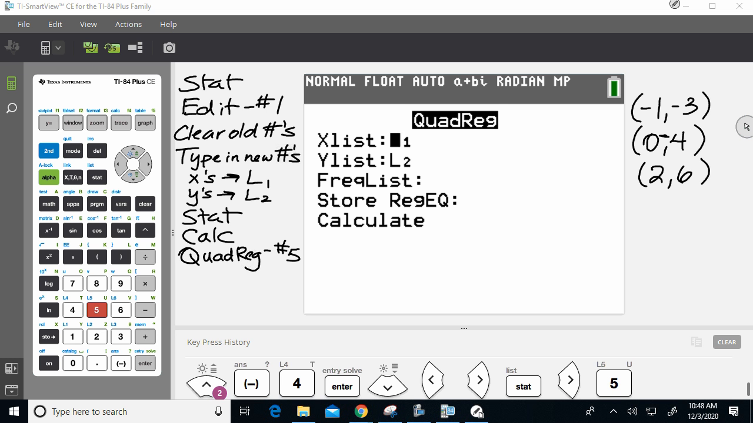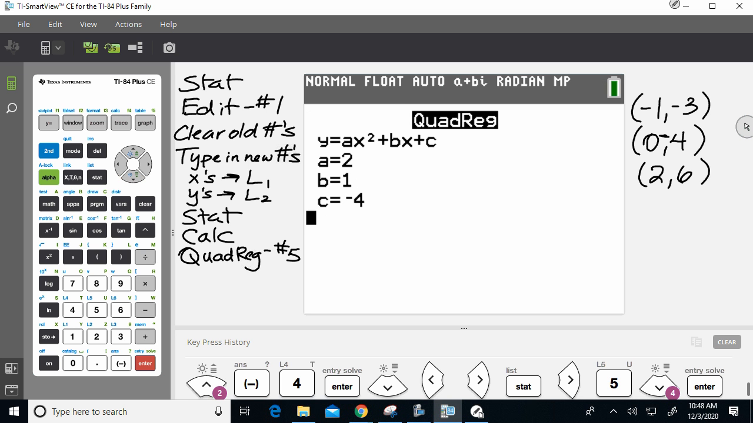Now, for those of you who have newer model calculators, you might get this information that you see on the screen. That doesn't mean anything. You don't have to change anything there. You're good. If you have the older model TI-83s, this probably won't even pop up. You should still be good to go. So you're going to go all the way down to where it says calculate and press enter.